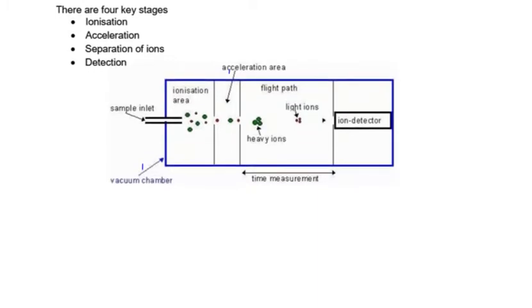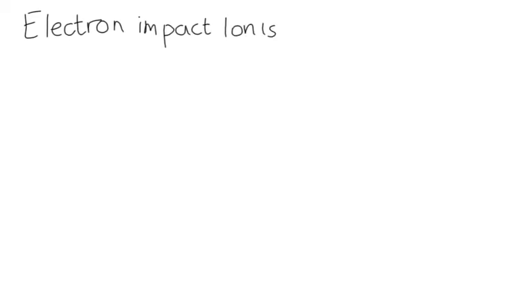The first type that we're going to look at is going to be called Electron Impact Ionisation, or just electron ionisation, sometimes referred to as EI. So we've zoomed in on that ionisation area. How would it look for electron impact?